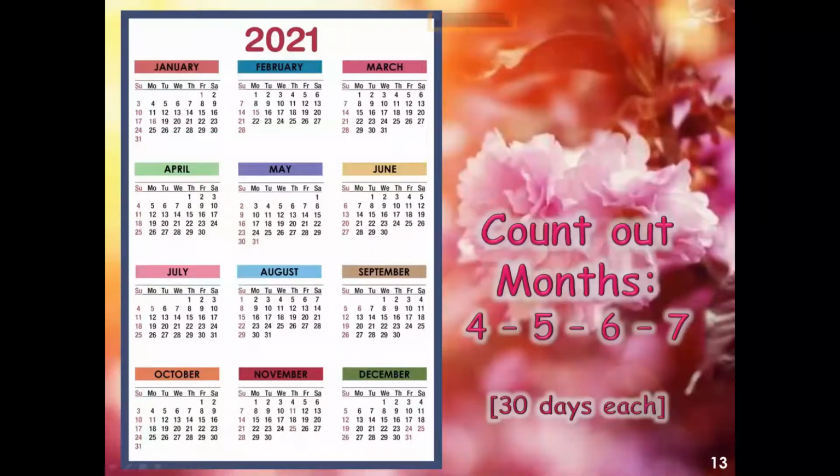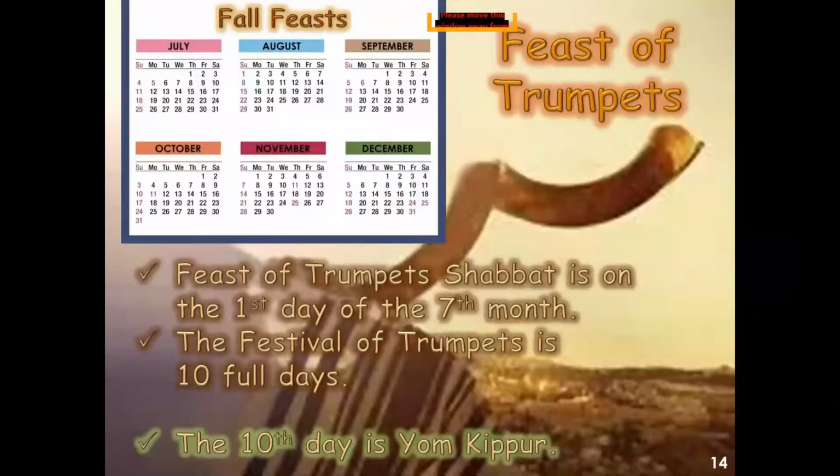Okay. We're ready to do the fall feasts. Feast of Trumpets. Feast of Trumpets is a Shabbat, and it's on the first day of the 7th month, and you've already figured that out. The first day of the 7th month is September 17th. That is Trumpets right there. Friday, September 17th. That's Trumpets. That's the first day. The festival is 10 days long, and the 10th day is Yom Kippur. So mark out September 17th as the first day of the 7th month.